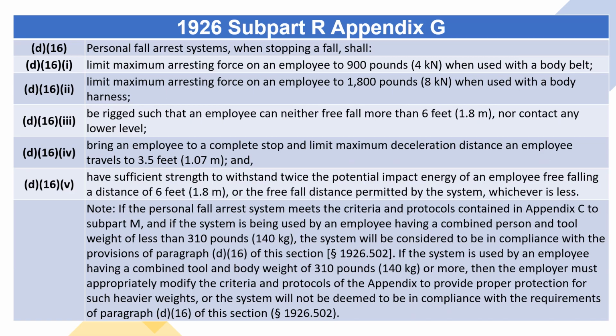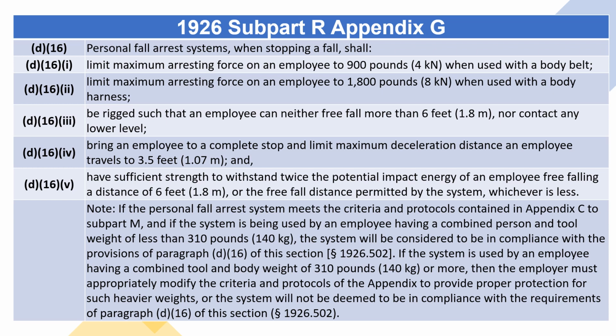D.16. Personal fall arrest systems, when stopping a fall, shall: D.16.1 through D.16.5. Limit maximum arresting force on an employee to 900 pounds (4 kN) when used with a body belt. Limit maximum arresting force on an employee to 1,800 pounds (8 kN) when used with a body harness. Be rigged such that an employee can neither free fall more than 6 feet (1.8 meters) nor contact any lower level. Bring an employee to a complete stop and limit maximum deceleration distance an employee travels to 3.5 feet (1.07 meters), and have sufficient strength to withstand twice the potential impact energy of an employee free falling a distance of 6 feet (1.8 meters), or the free fall distance permitted by the system, whichever is less.